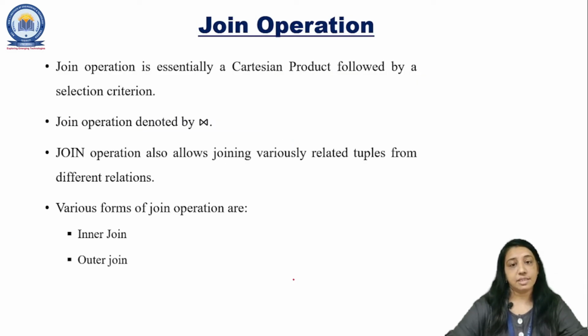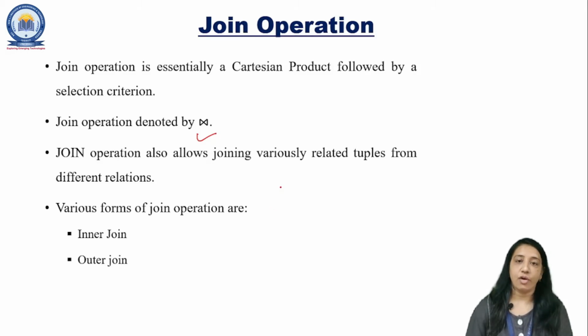The next one is the join operation. As we have seen in the Cartesian product, there are so many tuples, or in the output relation so many combinations are there. So another option is a join. So join is normally what? It's a Cartesian product which will be followed by a selection criteria. That means if we need to apply some condition, we can directly go for the join. The join can be specified with this symbol. So the join will be used the same as a cross product or a Cartesian product. It will combine the relations or tables.